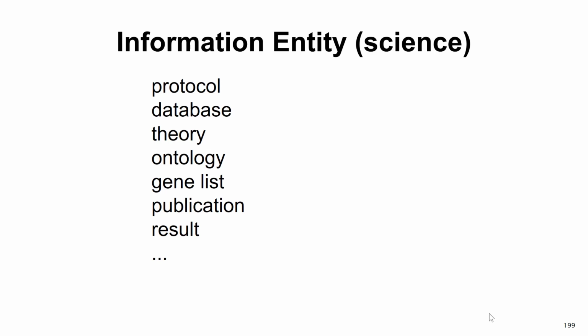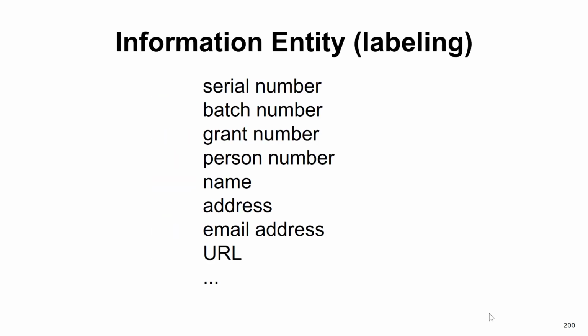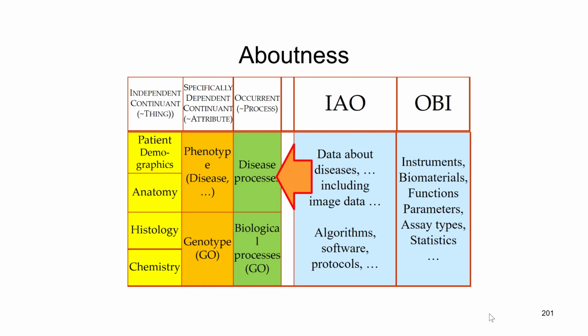And in science, of course, there are many of these things. And telephone numbers, credit card numbers are information entities in this sense. And if we go back to the OBO Foundry, IAO and OB are full of information artifacts. But in the realm of molecules and diseases and anatomy and so forth, there are no information artifacts at all. And the relation between the ontologies, the blue on the right and the yellow, orange, and green on the left, is aboutness. So the information content entities on the right are about, for instance, the biological entities on the left.